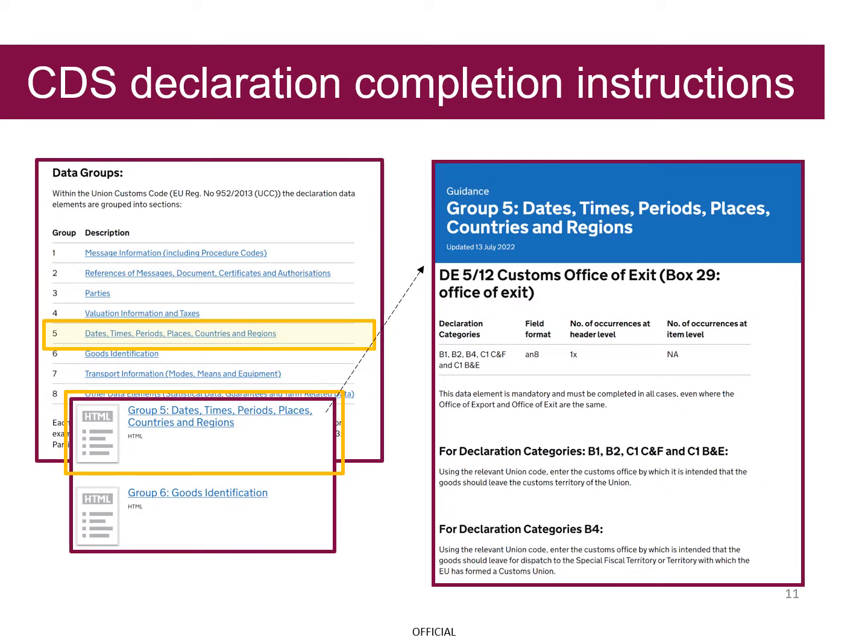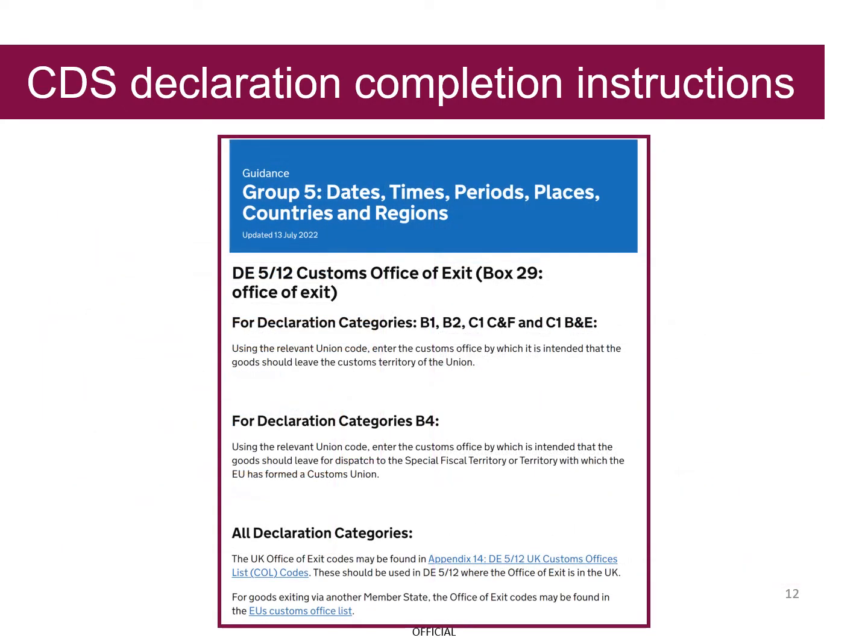In this webinar, Grayson is reviewing the data elements in Group 5 and is trying to complete data element 512, which relates to the Customs Office of Exit. He has checked appendices 1 and 2, but there is no information on data element 512 in those appendices. Following this, Grayson can see that there is specific guidance related to the declaration category B1 in the data element completion instructions.